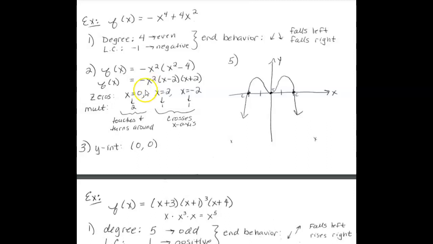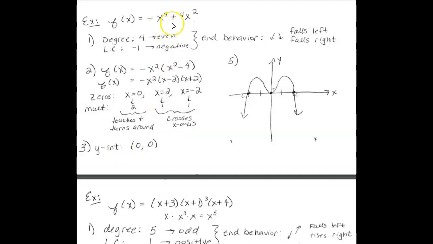So setting this to 0 would lead to x equals 0. Multiplicity is the exponent 2. So that's going to mean it touches and turns around or bounces off the x-axis. X minus 2 set to 0 gives me x equals 2. Multiplicity is 1 because that's the exponent. And x plus 2 set to 0 would lead to x equals negative 2. Power here is also a 1. So these two factors each have a multiplicity of 1, means it's going to cross the x-axis at both negative 2 and positive 2.